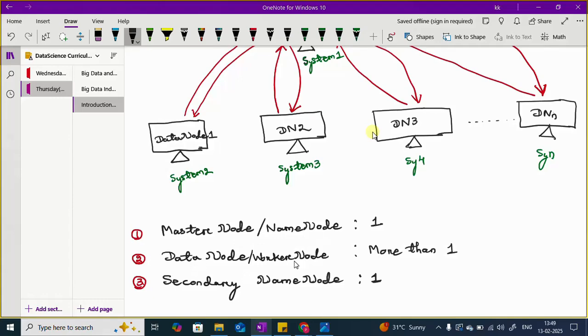And secondary name node is obviously a standby name node. That I will discuss. Nothing to worry. Why secondary name node? What is the work of data node? Why do we need data node? Why do we need name node? Everything we'll see in depth in the upcoming classes. Nothing to worry. Fine, guys.